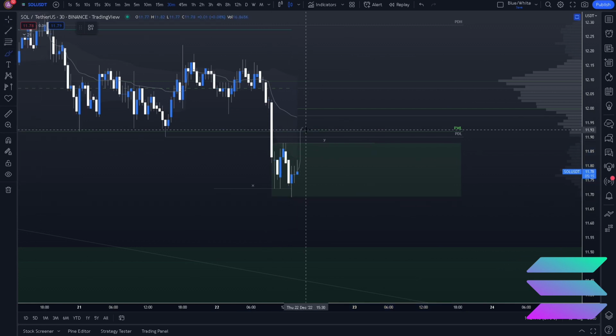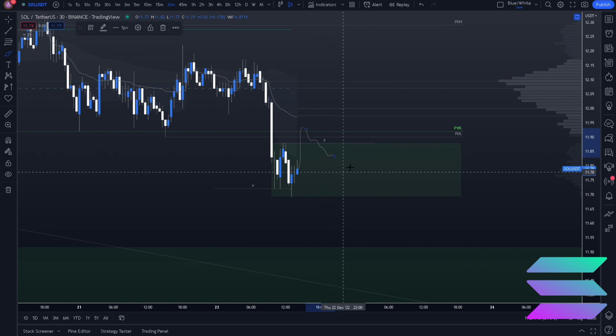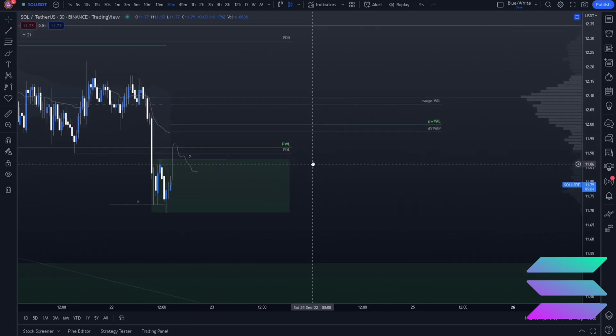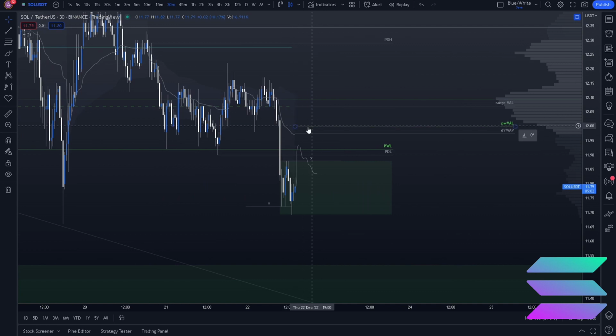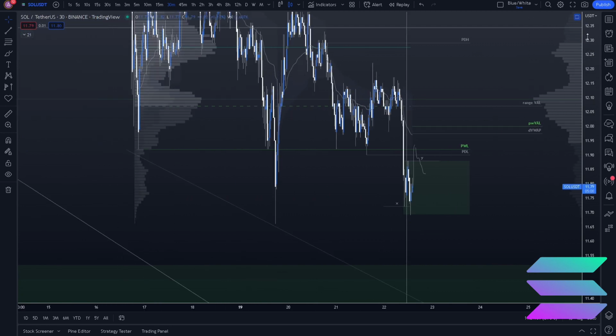And then price will likely come back down here to retap into the zone of demand, which would give us confirmation of bullish order flow. So once we have bullish order flow here, the next level that we really want to reclaim is this previous week value area low and this range value area low.